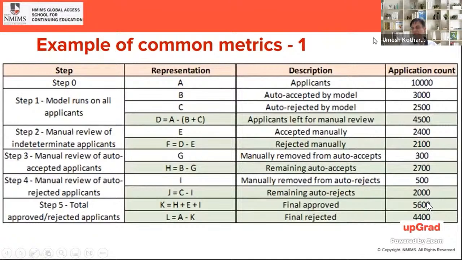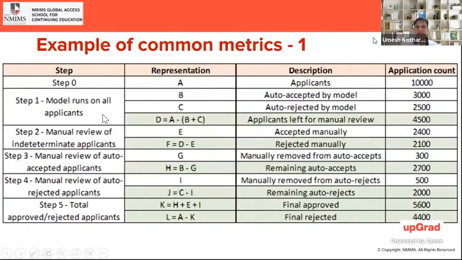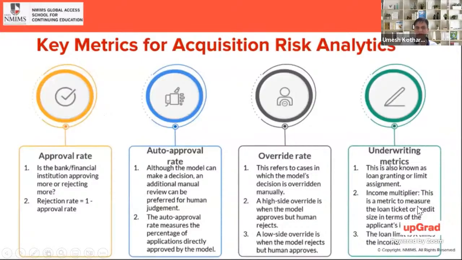Finally approved is 5,600, and the remaining is finally rejected, totaling 10,000 applications received. Now, based on the data, you can again take a screenshot of this. We want you to calculate the approval rate, the rejection rate, the overriding rate, high side override, and low side override rates. And this, again, if you want, take a shot of this.